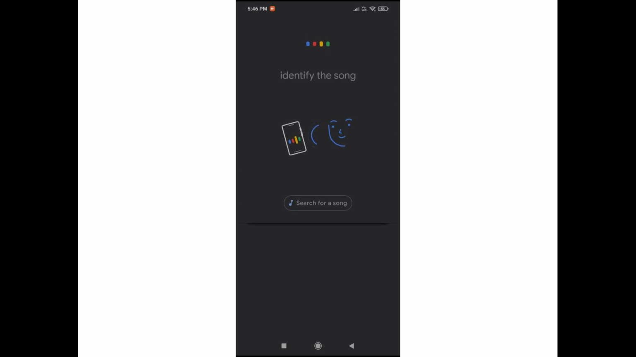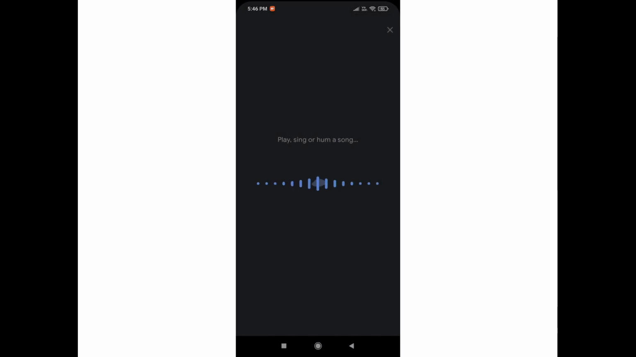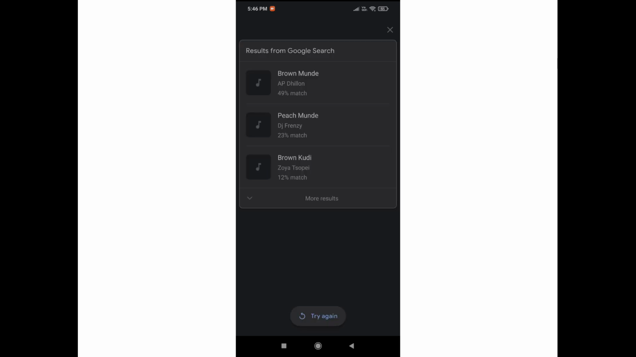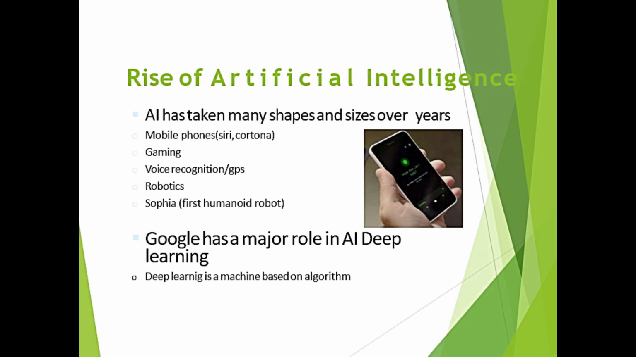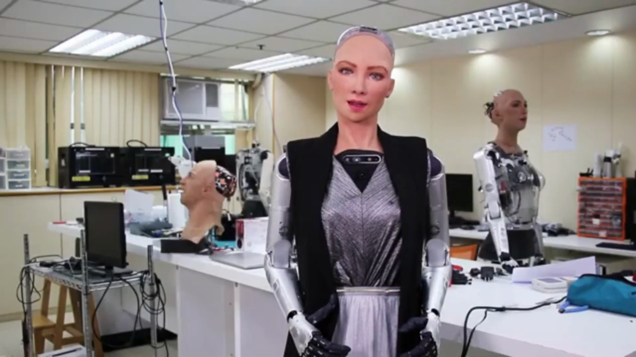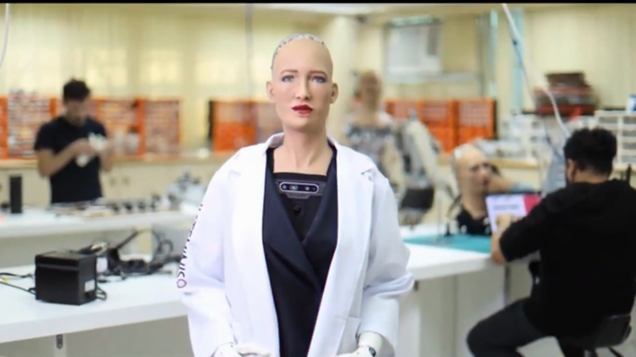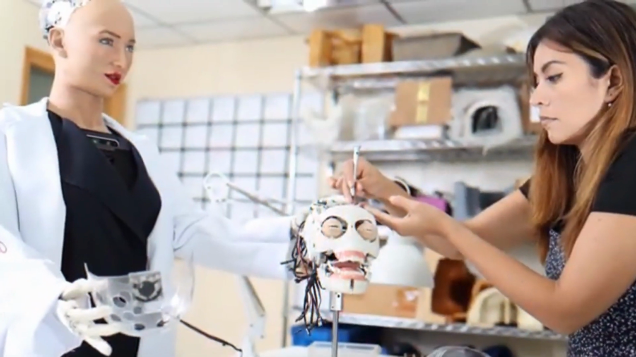First, we have to speak the phrase identify the song on Google. A tab will open which leads to our next step. Here we just have to hum the song which has been sitting in our head for God knows how long, and Google will tell us what song it is. As we discussed earlier, another one is the first Android humanoid robot known as Sophia. Sophia is the first robo citizen of planet Earth so far.